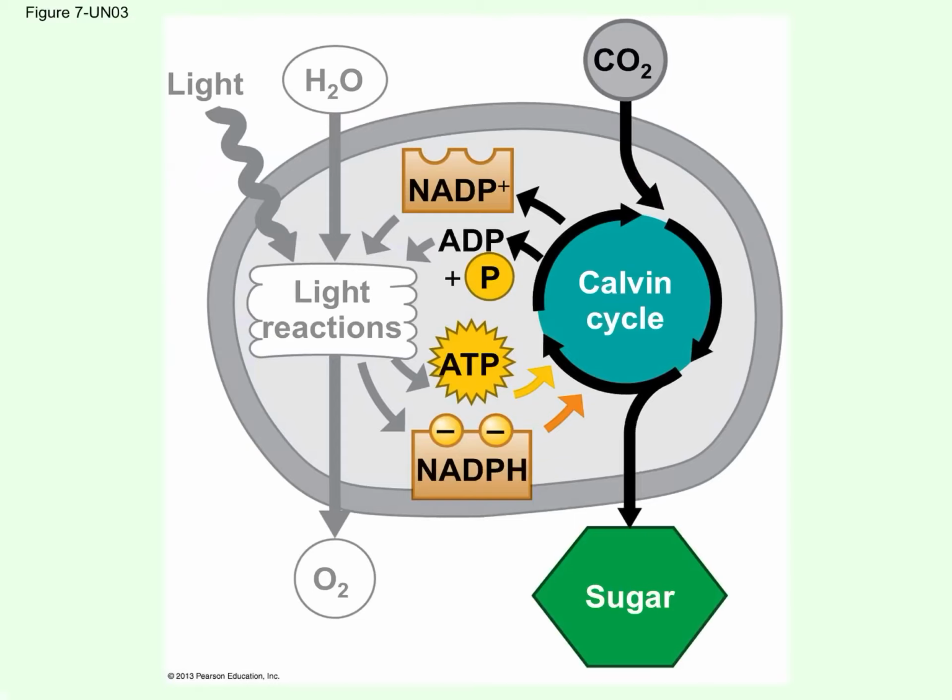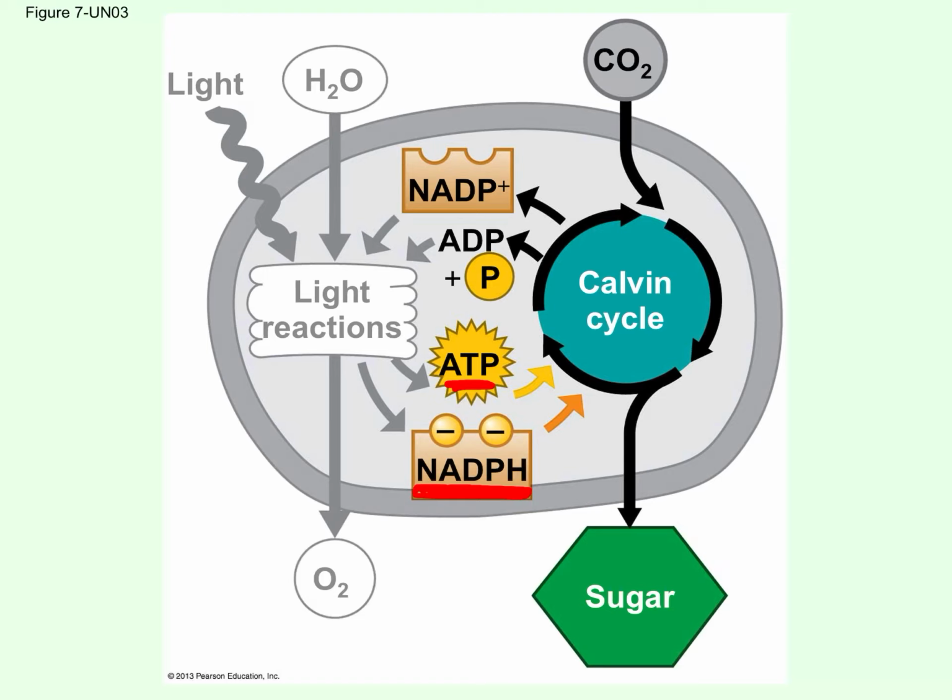Now, let's look at the Calvin cycle. The Calvin cycle is endergonic. It requires energy as well. The energy it requires is ATP, okay? And the ATP is made by the light reaction. And so the light reaction gives the Calvin cycle what it needs to proceed. The Calvin cycle also needs electrons, so it gets that from the NADPH that was also created in the light reaction.